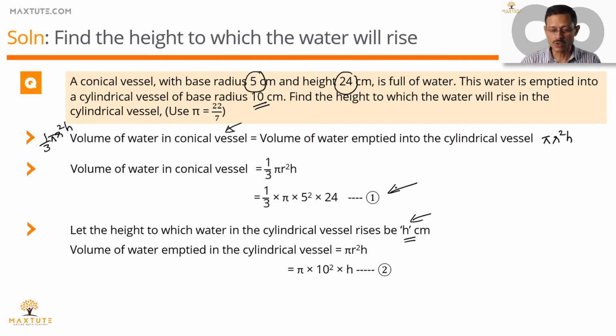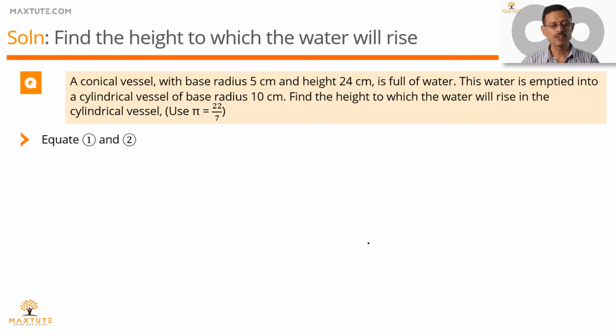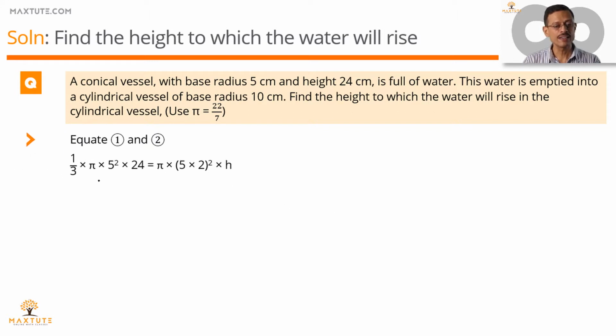The volume of water in the cone is the volume of water that's emptied into the cylinder. So let's equate expressions 1 and 2. That leaves us with 1/3 pi into 5 square into 24 is equal to pi into the 10 base radius. I've written it as 5 into 2 whole square into h. Pi gets cancelled with pi. 5 square will get cancelled with the 5 square here. So what we'll have is 1/3 into 24 is equal to 2 square, which is 4, into h.